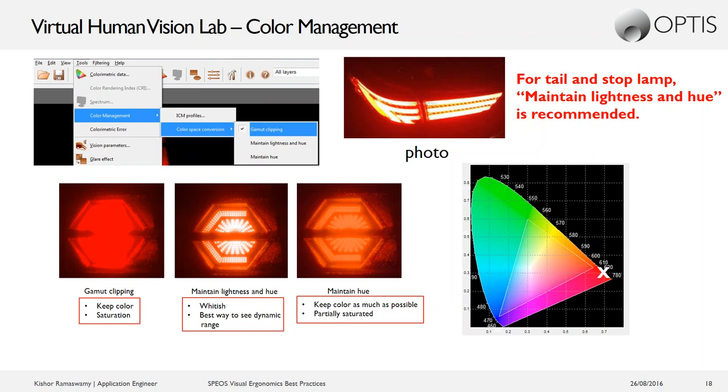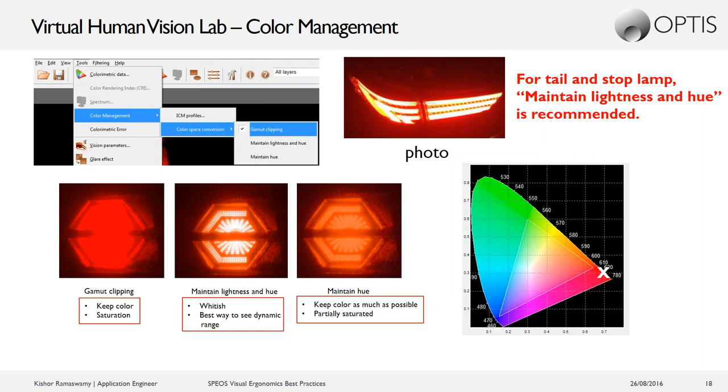The first is gamut clipping. In this option, the result tries to keep the color as close as possible, but this leads to a lot of saturation in the result. The second option, which is maintain lightness and hue, is the best way to see the dynamic range of a result, but it produces a sort of whitish appearance in the image. And then the third option, maintain hue, is sort of a compromise between these two. It tries to keep the color as much as possible, but also will partially saturate the result.